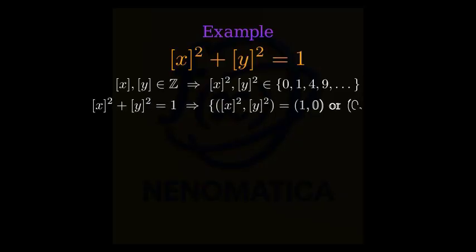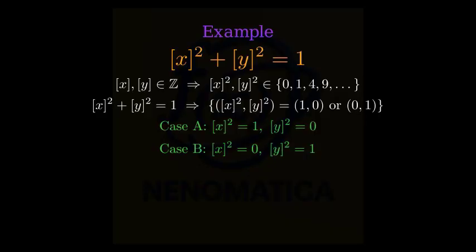The only way two non-negative integers add up to 1 is that one of them is 1 and the other is 0. So we have exactly two cases to consider. Case A: the floor of x squared is 1 and the floor of y squared is 0. And case B: the floor of x squared is 0 and the floor of y squared is 1.